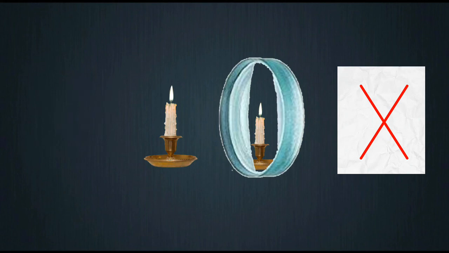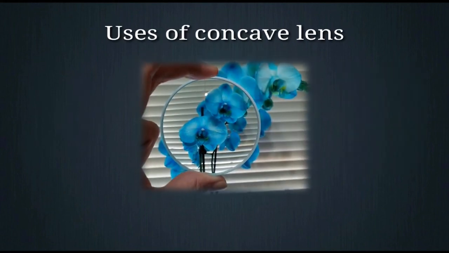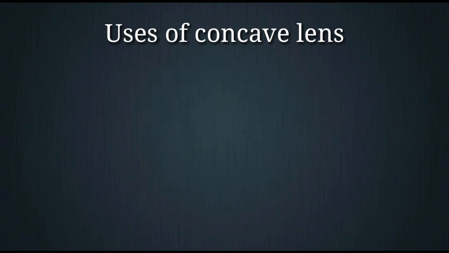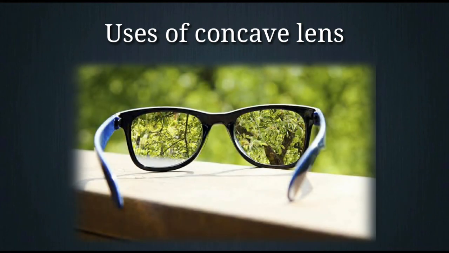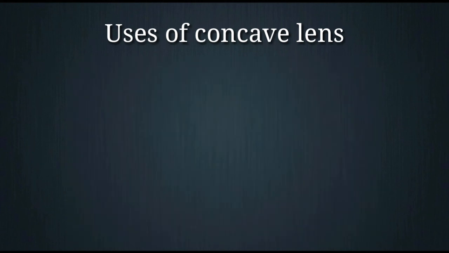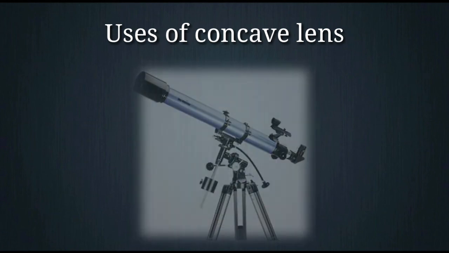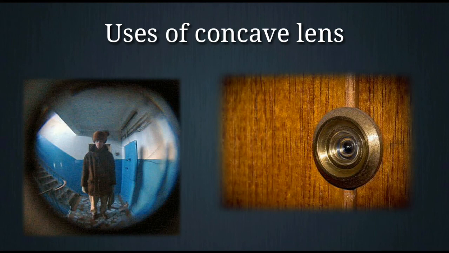Now let's see what the uses of the concave lens are. Concave lenses are used for making spectacles. A concave lens is also used in some kinds of special telescopes, and it is also used as a peephole on the door. On the doors of hotel rooms or flats, you will find a small hole. In that hole, a concave lens is used. So these are the spherical lenses.